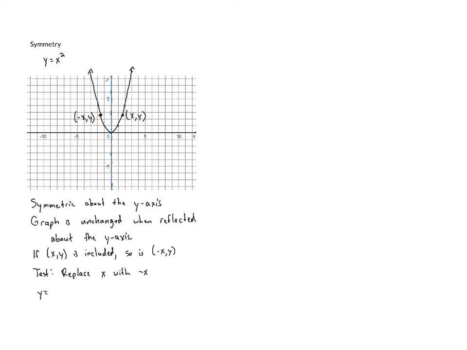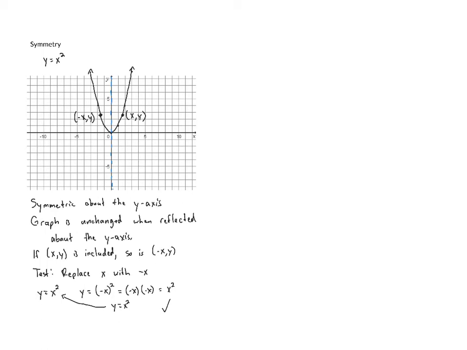So the original one is y equals x squared. If we replace x with the opposite of x, we get y equals the opposite of x squared, or negative x squared, and negative x times negative x, the negatives cancel, and we end up with x squared. So this becomes y equals x squared, which is exactly what we had to begin with. So when that happens, we know that it's symmetric about the y-axis.